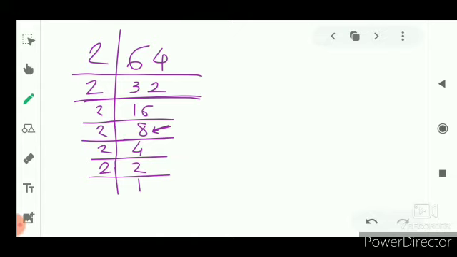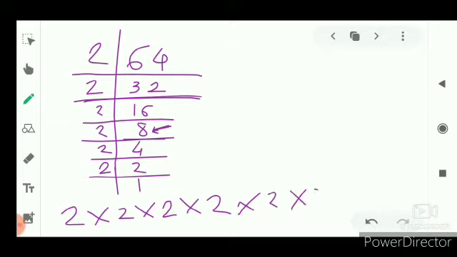So the prime factors of 64 are 2 into 2 into 2 into 2 into 2 into 2, that is 6 times 2. So these are the prime factors of 64. Hope you have understood this concept.